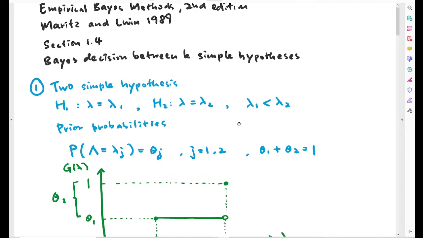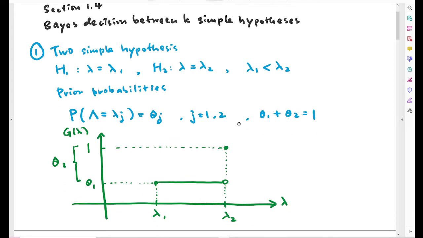Here, we have two simple hypotheses. H1: the parameter lambda is equal to lambda 1. The second hypothesis, H2: parameter lambda equal to lambda 2. In particular, lambda 1 is smaller than lambda 2. And then the prior probabilities: lambda equal to lambda 1 has probability theta 1, and similarly for lambda 2.